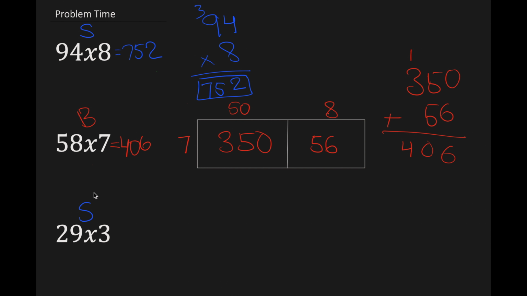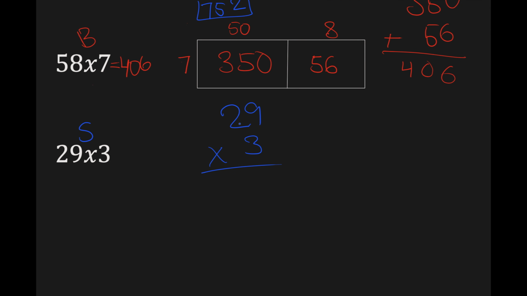We have this is the next one. We have 29 times 3. 29 times 3. Let me go down a bit here. Too much. There you go. 3 times 9 is 27, right? We group the 2. 3 times 2 is 6. Add the 2. You get 8. 87. So our answer here is 87.